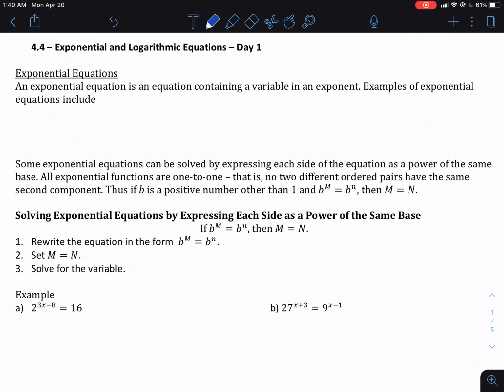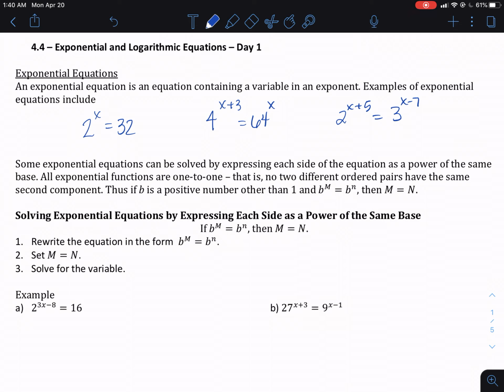Some examples of exponential equations include 2 to the x power equals 32, or 4 to the x plus 3 power equals 64 to the x power, or maybe 2 to the x plus 5 power equals 3 to the x minus 7 power.